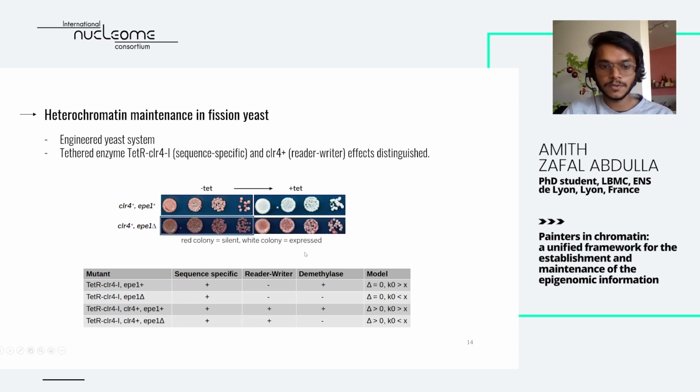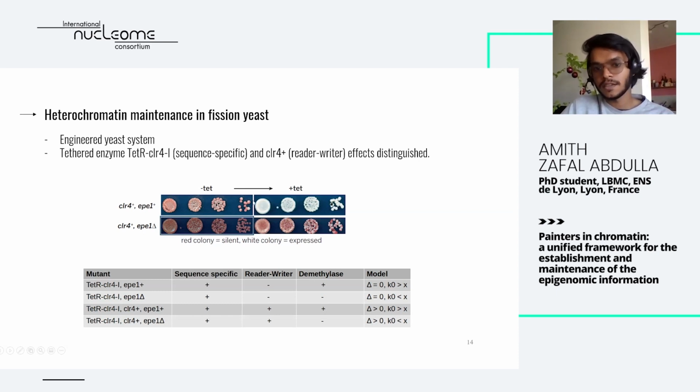And in case 2 and 3, they basically add the reader writer process. So the reader writer with active demethylase and the reader writer process without demethylase. In the case where we have a reader writer process, there is actually a competition. So the reader writer is trying to maintain the chromatin state, while the demethylase and other processes are trying to remove the chromatin state. So this is more like a wild type situation where we have reader writer and demethylase.